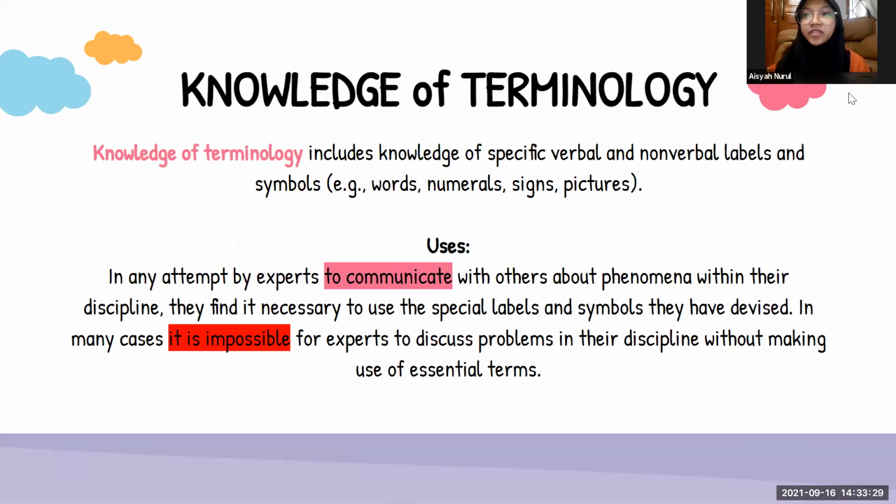So the first is knowledge of terminology, which will be explained by Andini. Okay, thank you, Aisyah. So this is one of the subtopics in factual knowledge, which is knowledge of terminology. Knowledge of terminology includes knowledge of specific verbal and non-verbal labels and symbols. So it contains symbols and so on: words, numerals, signs, pictures. And it is used to communicate with others about phenomena within their discipline.